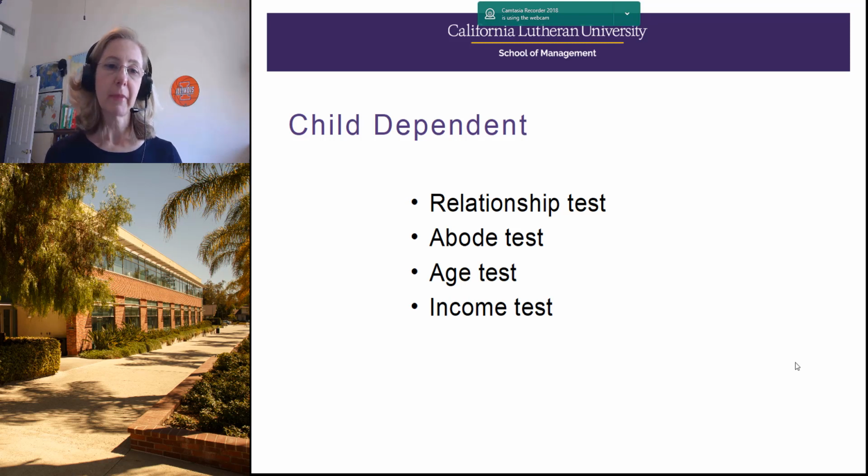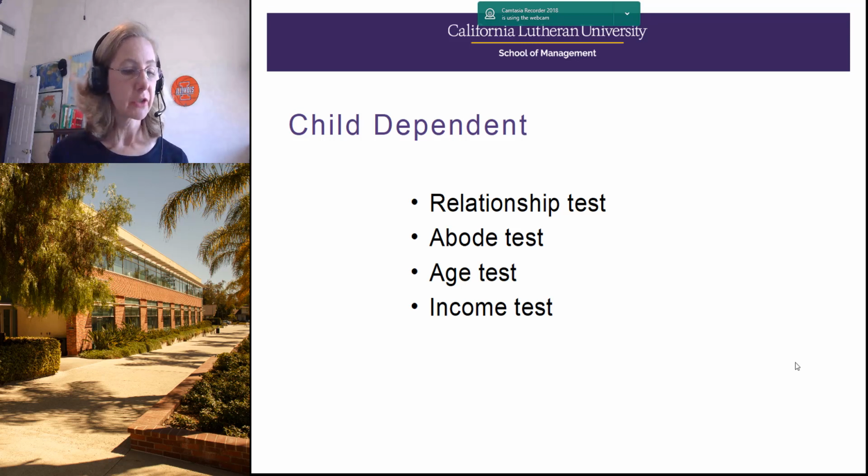So first, let's talk about the qualifying child. A qualifying child must meet the relationship test, the abode test, the age test, and the income test. So first, the relationship test. The dependent could be the taxpayer's child, and that could be an adopted child, a stepchild, a foster child. The dependent could be a brother, sister, half-brother, half-sister, stepbrother, stepsister, or a descendant of either of these parties. But ancestors of these parties and in-laws are not included in the relationship test for dependent child.